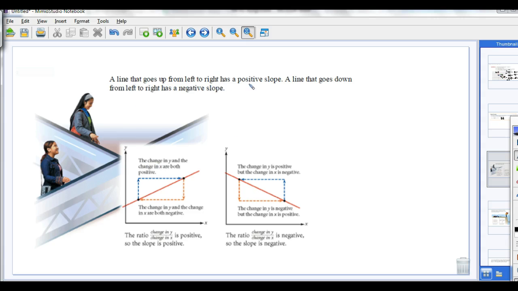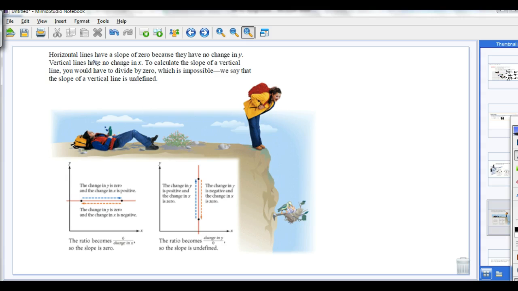Okay, here's a couple of quick things. A line that goes up from left to right has a positive slope. A line that goes down from left to right has a negative slope. If we go up and to the right, that's positive over positive, and going down and to the left would be negative over negative. And what's a negative divided by a negative? That's a positive. Positive divided by a positive is also a positive. But going down while moving to the right would be a negative over a positive. When the signs are different, the slope is going to be negative. So as you go to the right, if it goes up, that's positive. If it goes down, that's negative, and this is why that works.